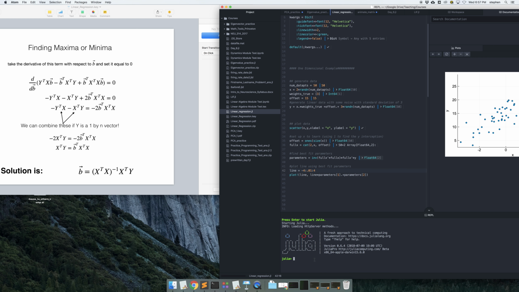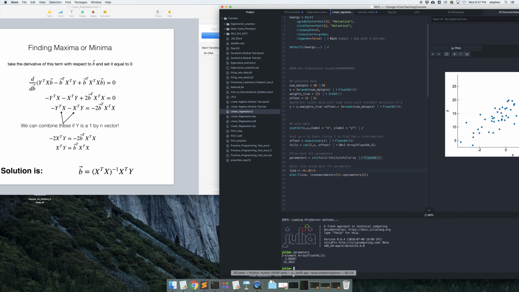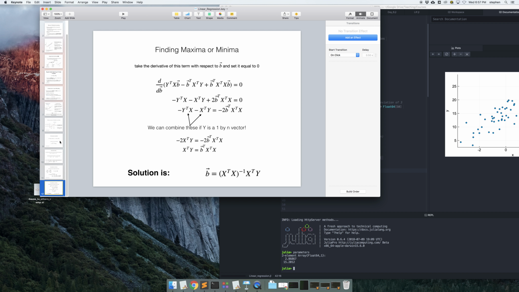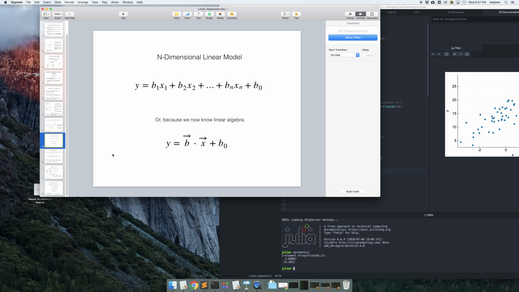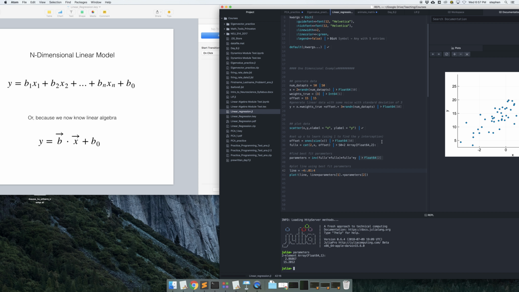So let's make sure that makes sense. Parameters here, two-dimensional, right? One of these is the offset, one of these is the slope, and the one that is the offset is the one corresponding to the ones that I've appended to the matrix. So this full x is my data points and my ones, and as a result, I get a two-dimensional output, which is going to be b1 and b0, exactly what I have shown here. This is one-dimensional in my example.